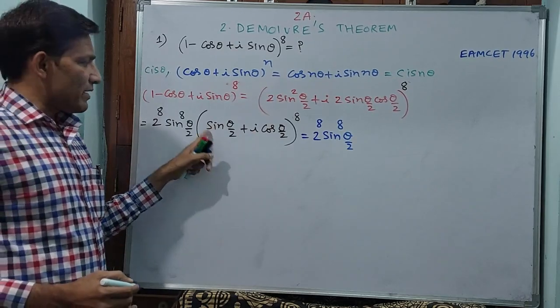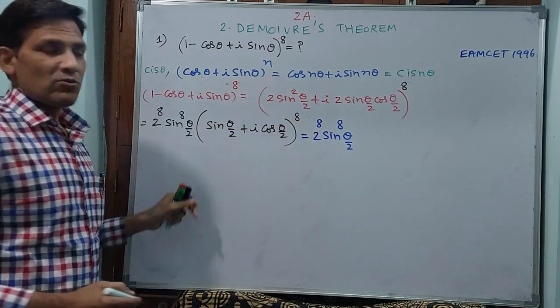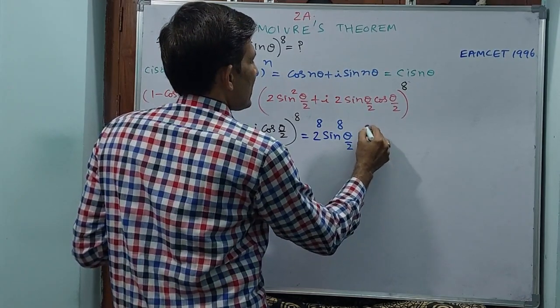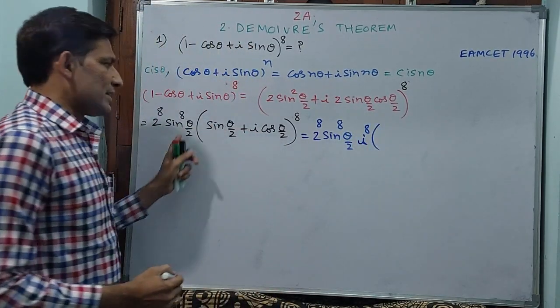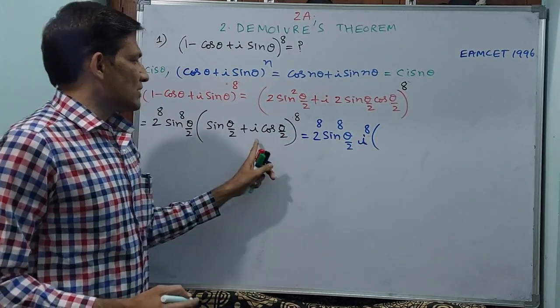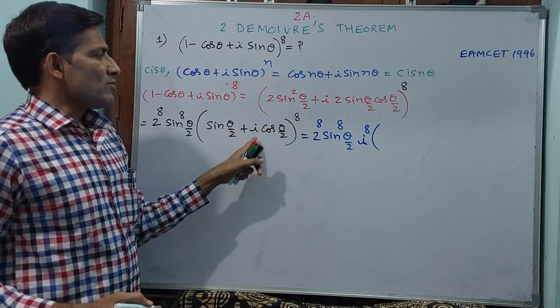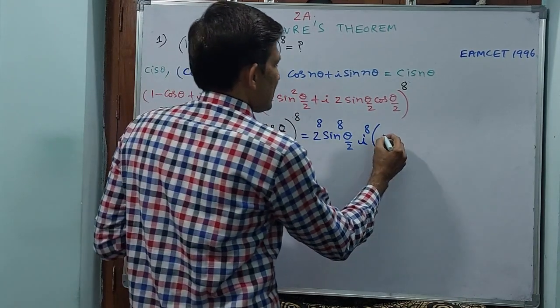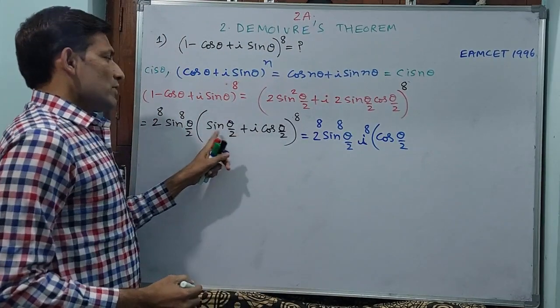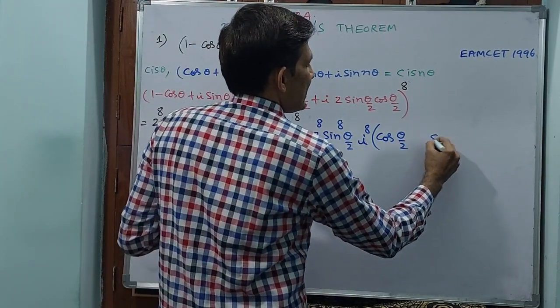Okay, you see, I will take i common. If you want to take it out, how do you take i power 8? Don't forget, i power 8. I have taken it common. Then cos will come this side. Why? Because normally i goes inside automatically. i to the power of 8 is there. Cos theta will come with a plus. So that is why you write cos theta by 2 first. Then sin theta by 2 will be this side.